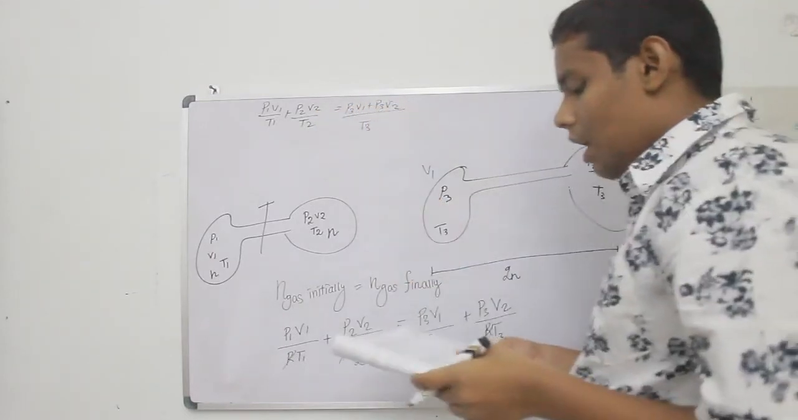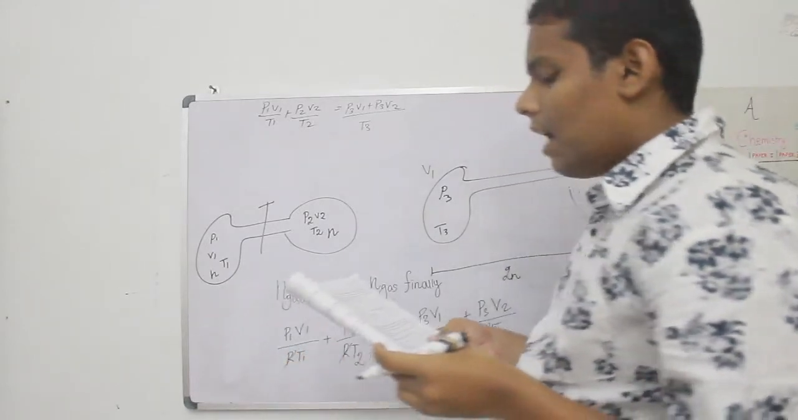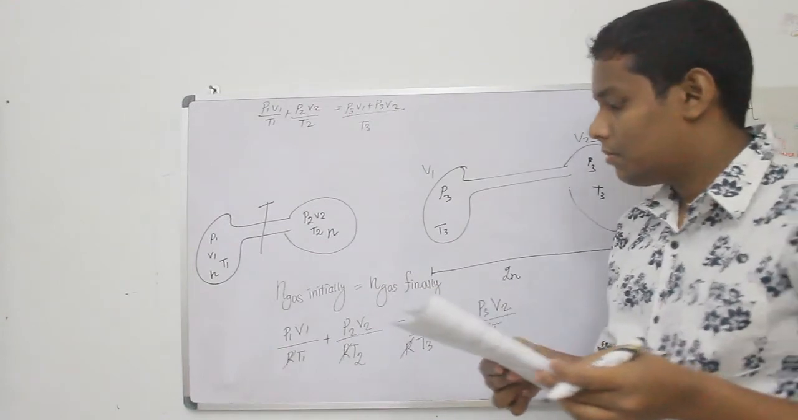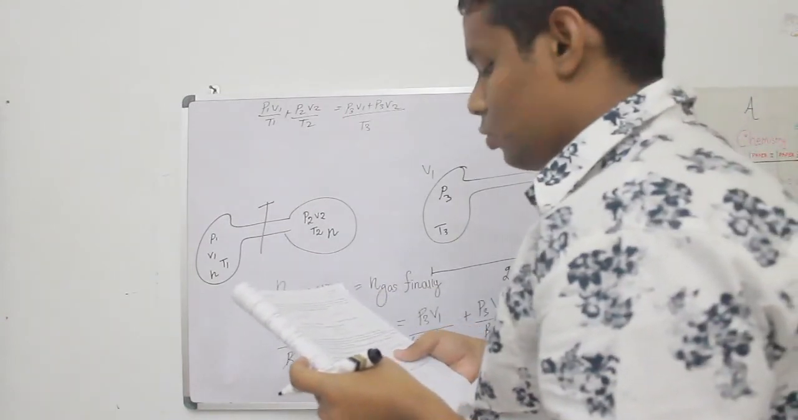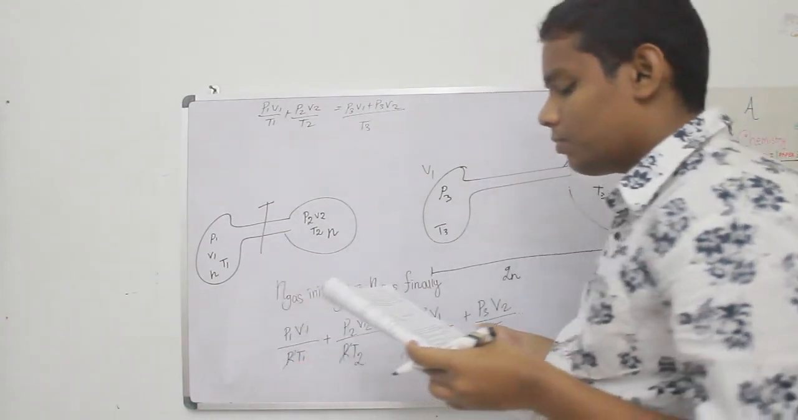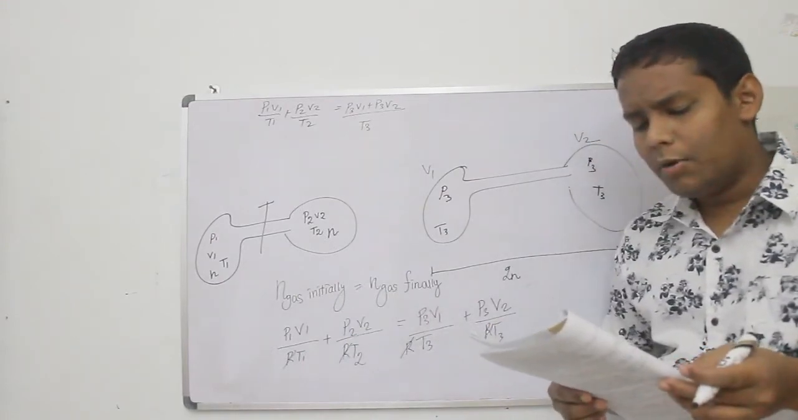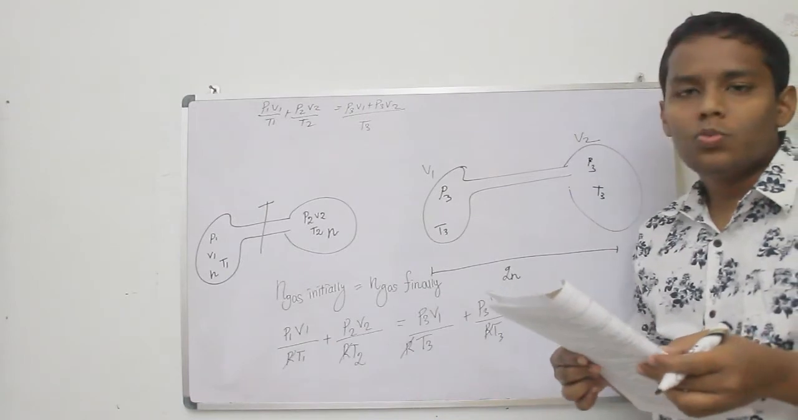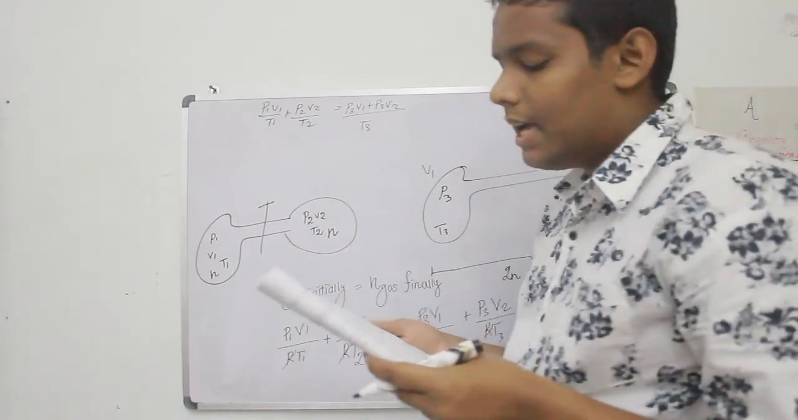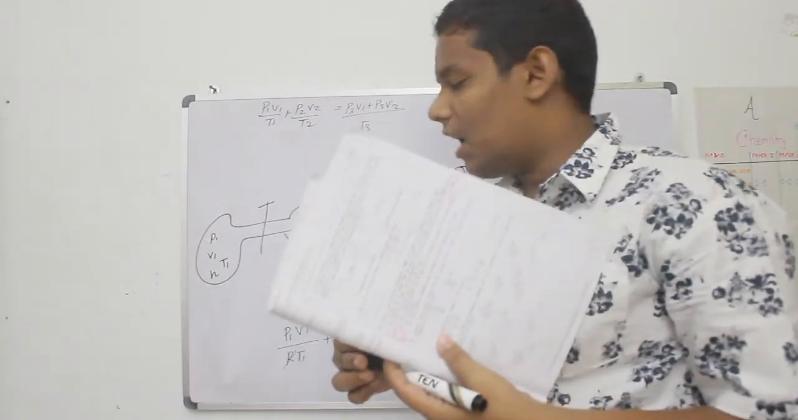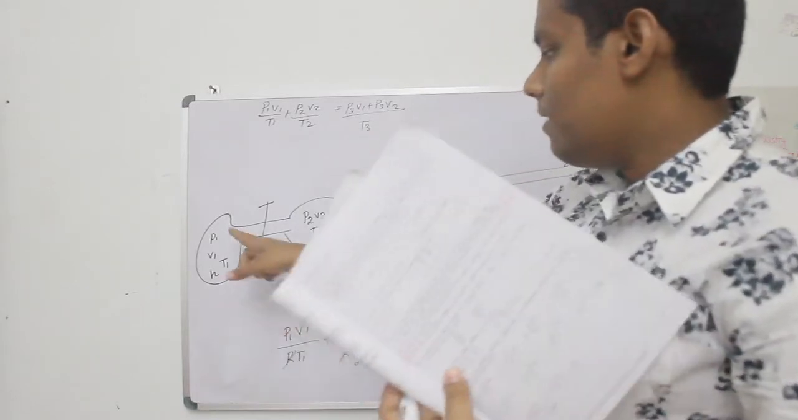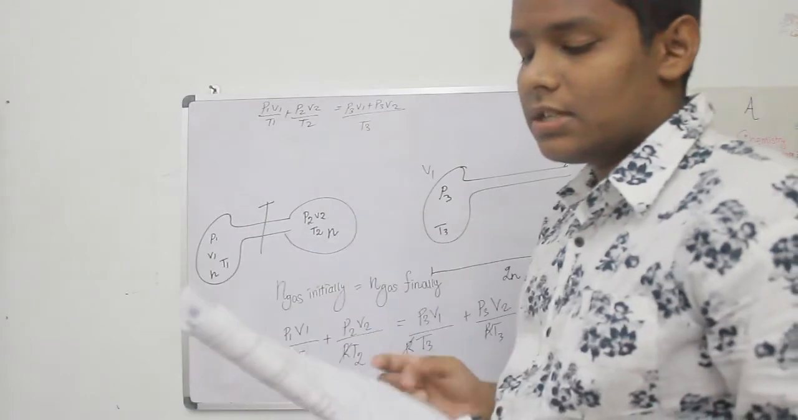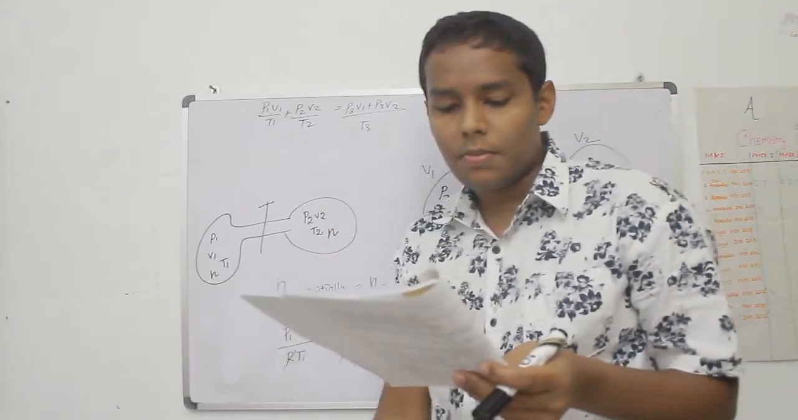Now, is P1 V1 equal to P2 V2? What can you say about that? Is it actually true? For this equation, P1 V1 equal to P2 V2. No, why? Temperature changes. So therefore, the first one is wrong.